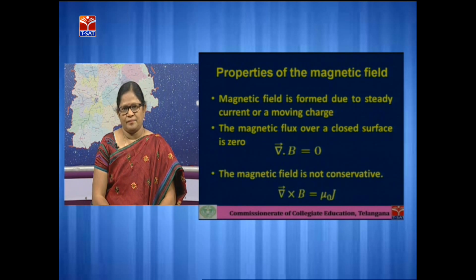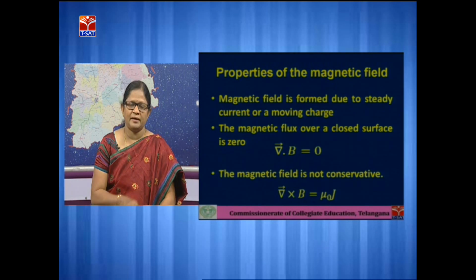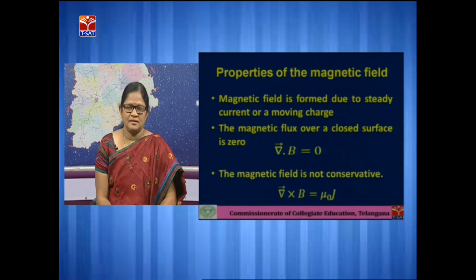What does it state? We can also understand this in a different way. The magnetic lines of force are closed loops. They are not open-ended. So whenever they leave at one pole, that is the north pole, they reach the south pole, and inside the magnet also they travel from south to north. That means they are not leaving the surface as a whole. That's why we can say the magnetic flux over a closed surface is 0.